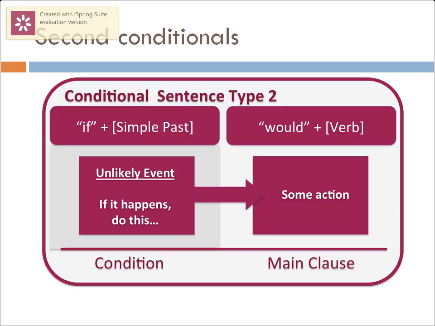Now, such conditional clauses or sentences are called second conditional clauses, where the condition is expressed in the simple past and the result or the consequence is talked about with would and the present form of the verb. So, this is about a very unlikely event. If it happens, so and so, there could be some action.